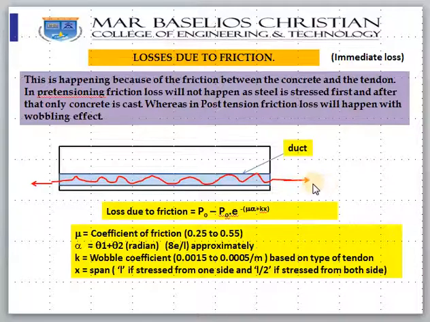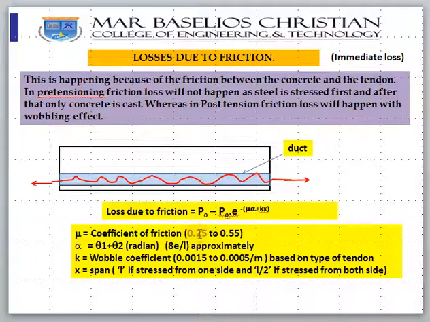Okay, so we will pull it, then we will apply the grout and everything. So there will also be friction between the ducts and the steel, and for that we need to find out the loss. Loss due to friction is found like this: P0 minus P0 into e to the power minus (mu alpha plus K X). P0 is the initial pre-stressing force, and mu is the coefficient of friction between the steel and the material.